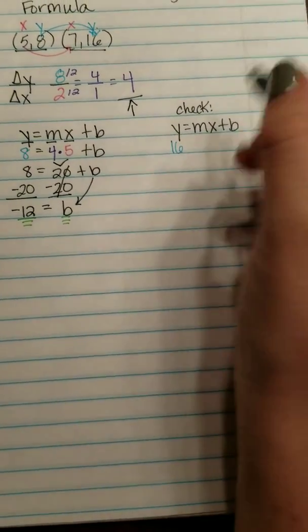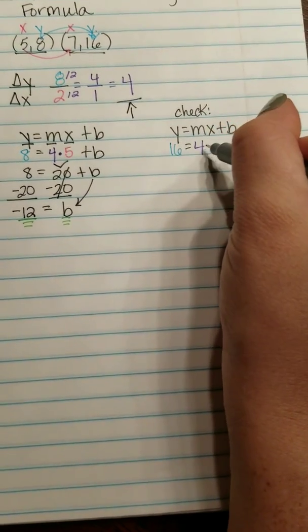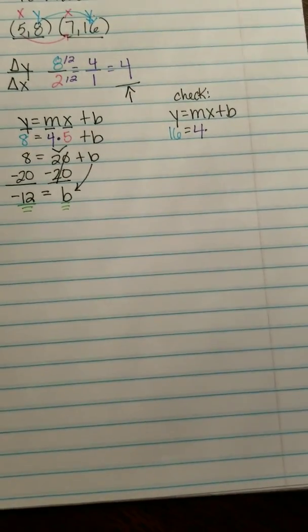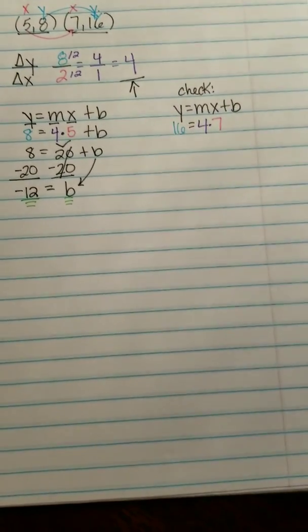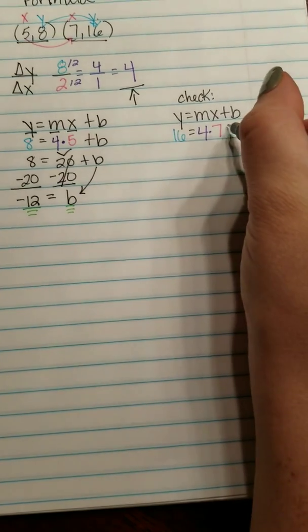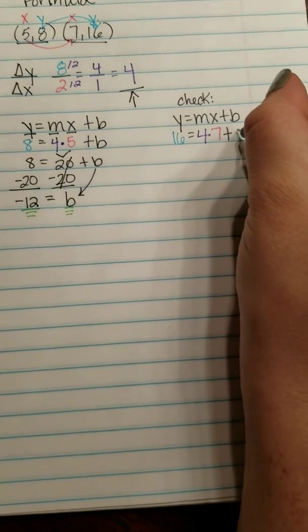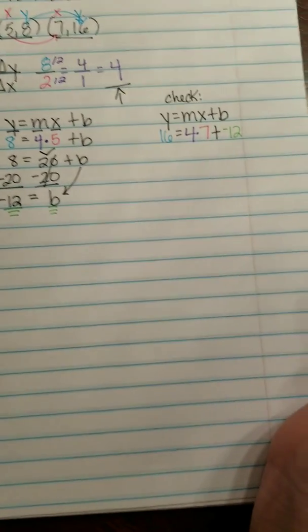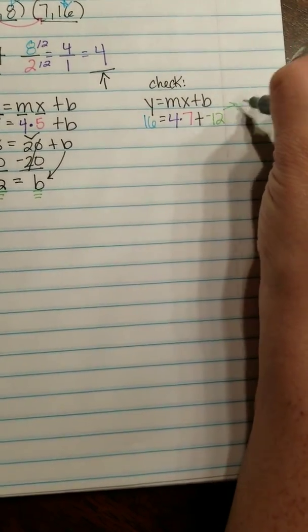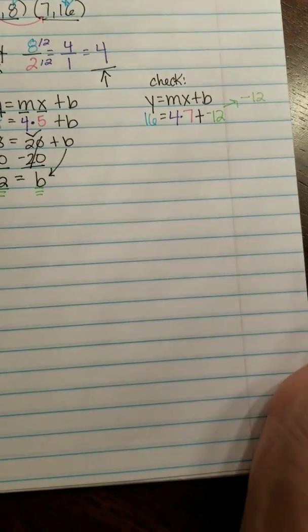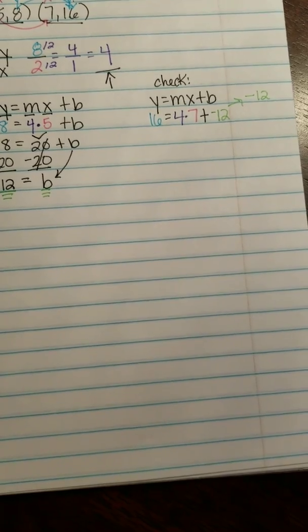My m is still 4. That's not going to change. That's going to be multiplied by my x, which is 7. And I'm going to add my y-intercept, which is negative 12. You could write that there as a plus negative 12, or you could write it just as a minus 12, whatever you would prefer. So now again, I'm just going to do all the math.